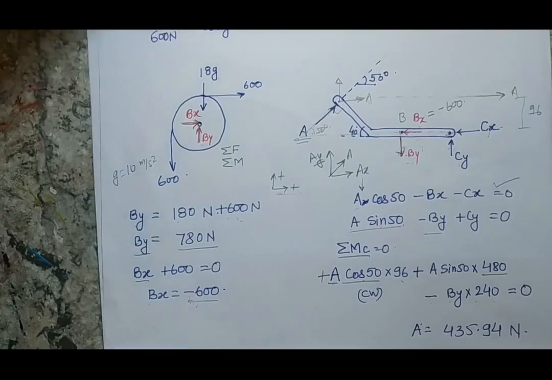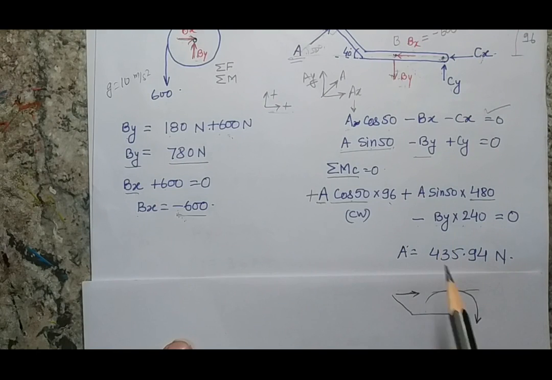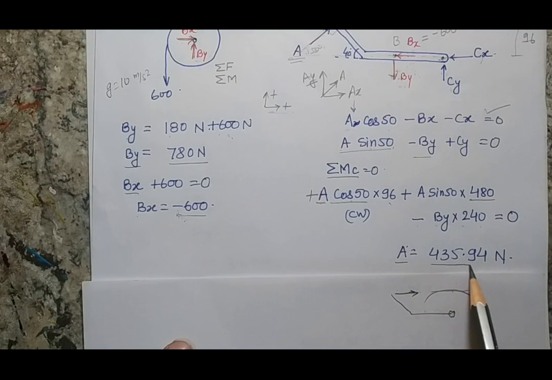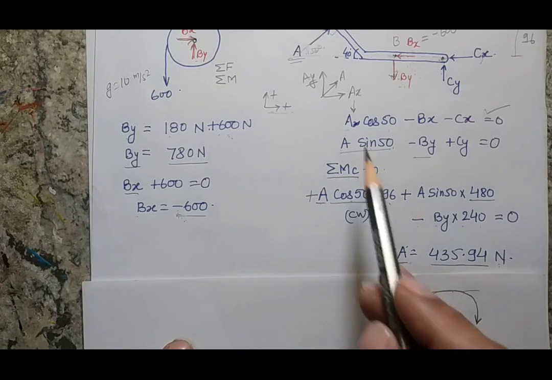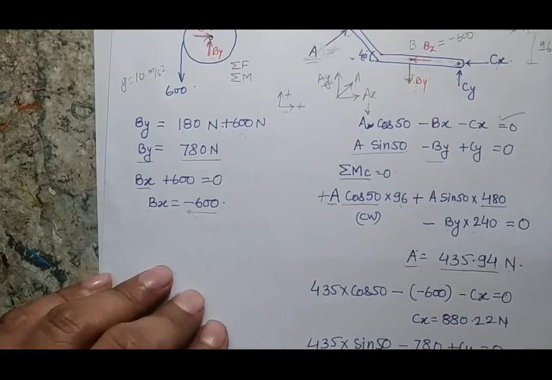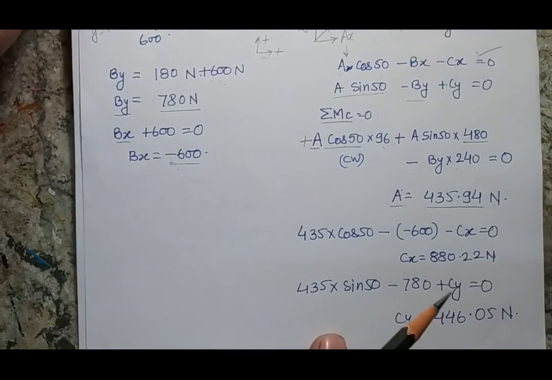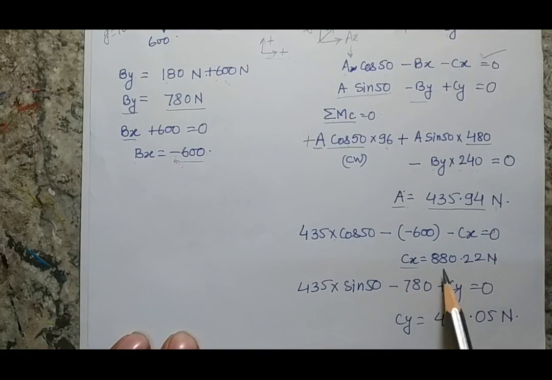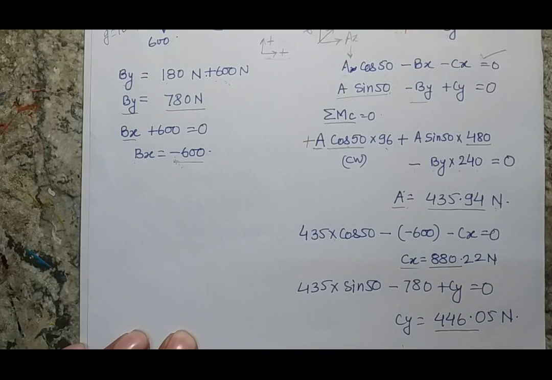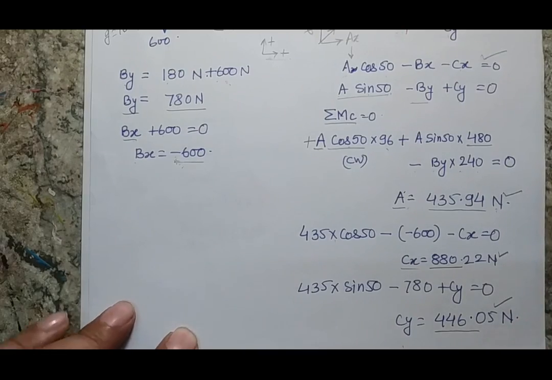So when I write these three equations and solve them, from this equation I will get that A will be 435.94 Newton, and when I know the A value, if I put the A value here, I will get the value of Cx, as well as the value of Cy. So when I put this value back into my equations, here I am getting Cx is 880 and Cy is coming out 446 Newton. So now finally I have the value of A as well as Cx and Cy.